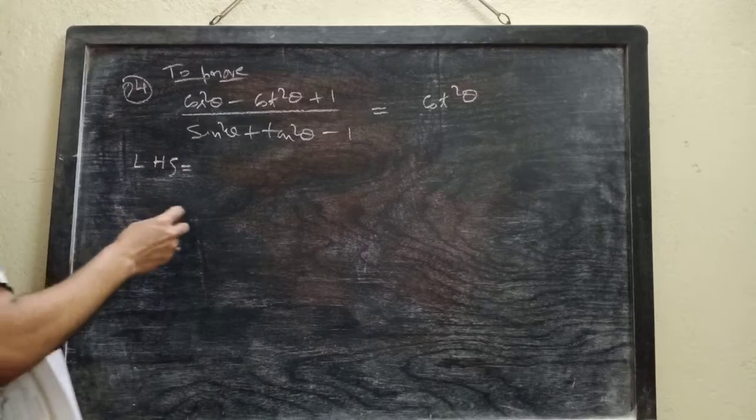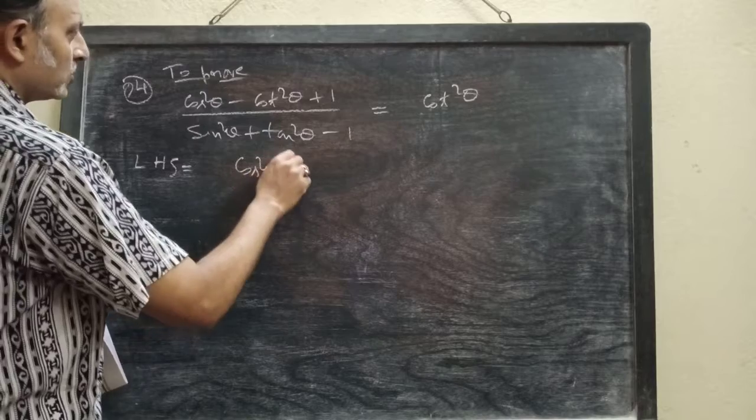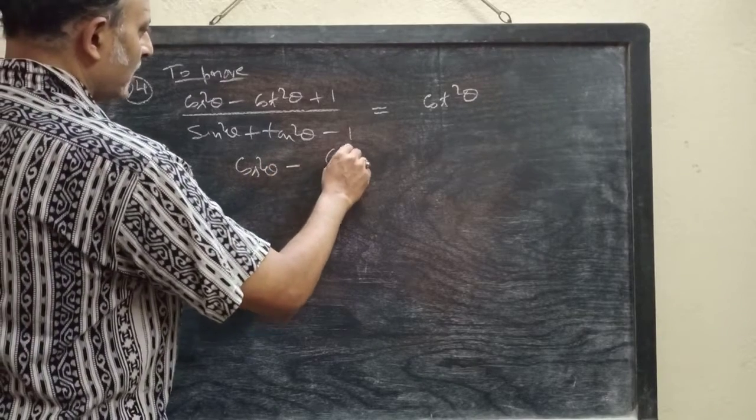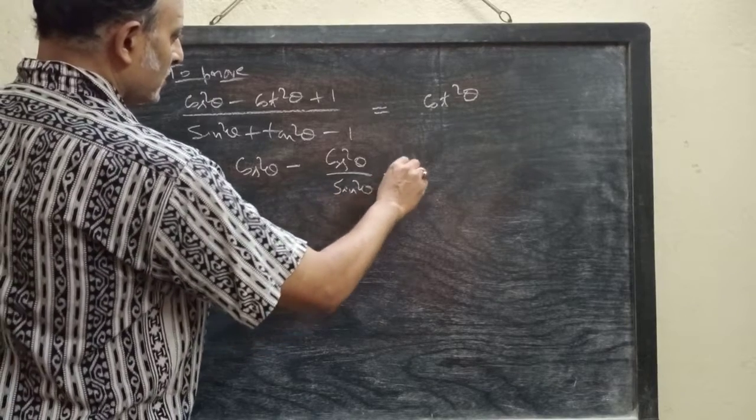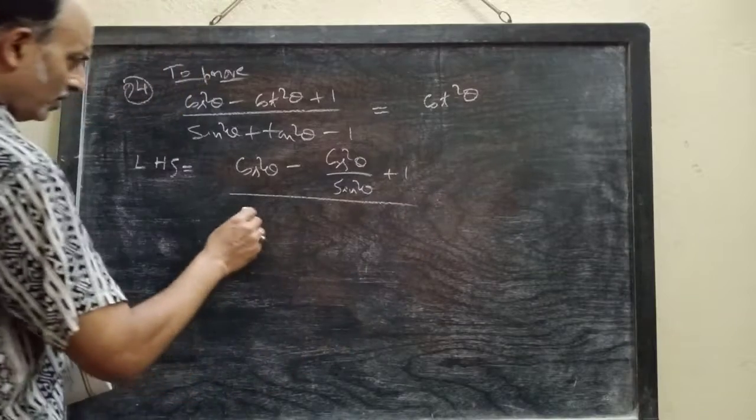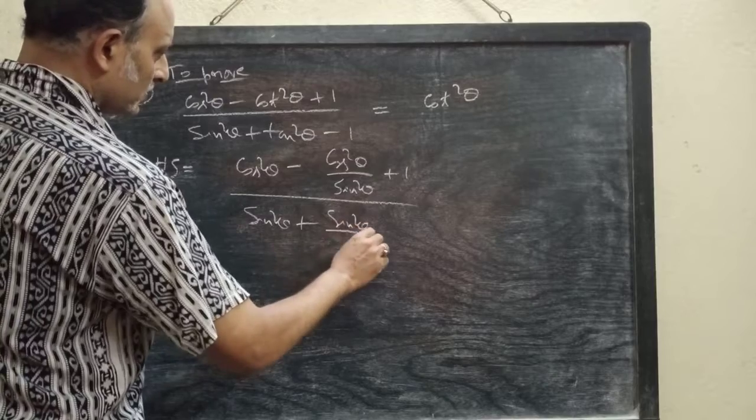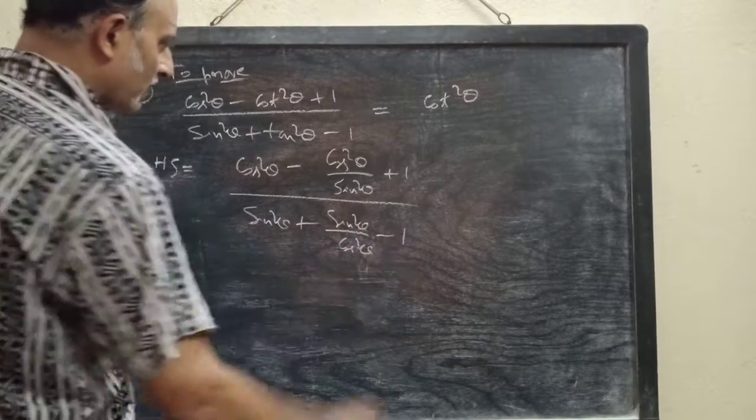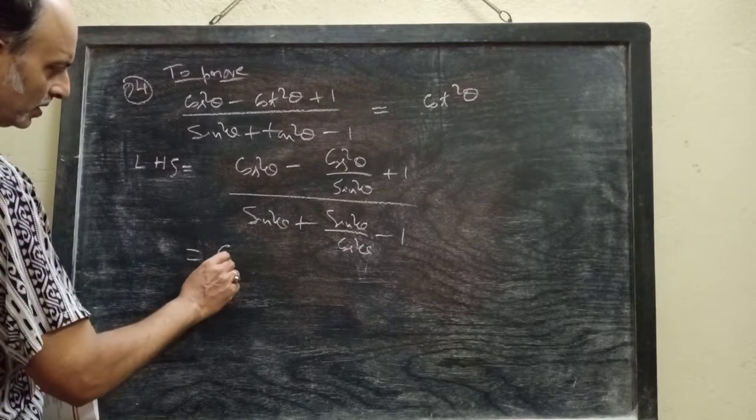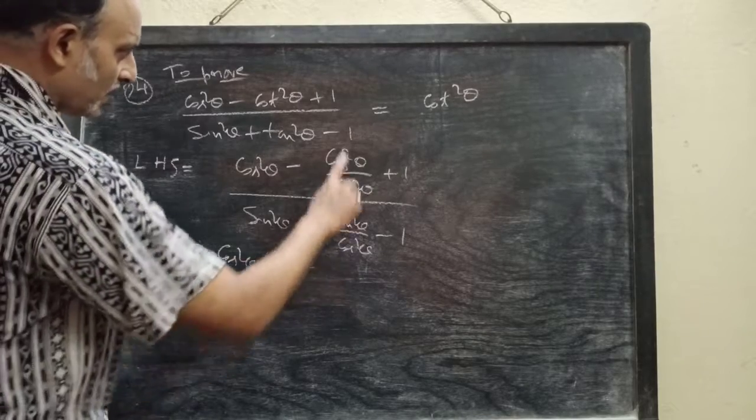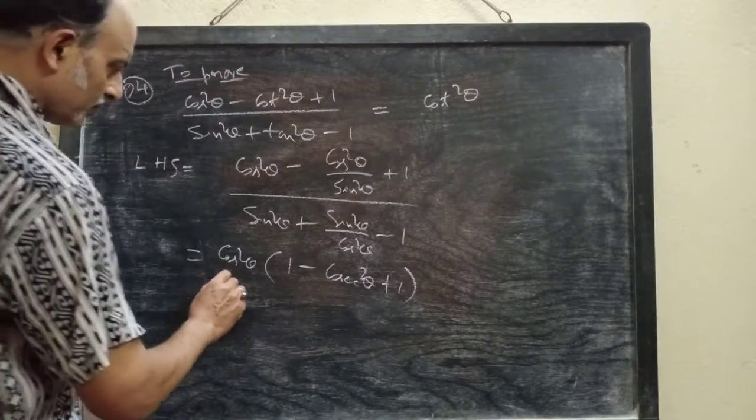Let us take cos squared theta common from the numerator. First write in this way: cos squared theta minus, write cos squared theta as cos squared theta by sin squared theta, plus 1, divided by sin squared theta plus sin squared theta by cos squared theta minus 1. Then take common cos squared theta from the numerator. You get 1 minus 1 by sin squared, that is cosec squared theta, plus 1.